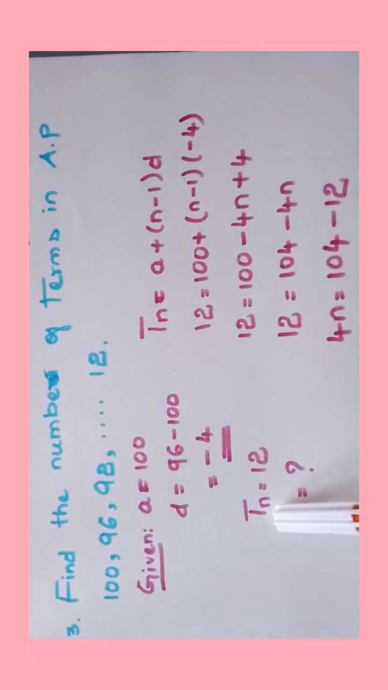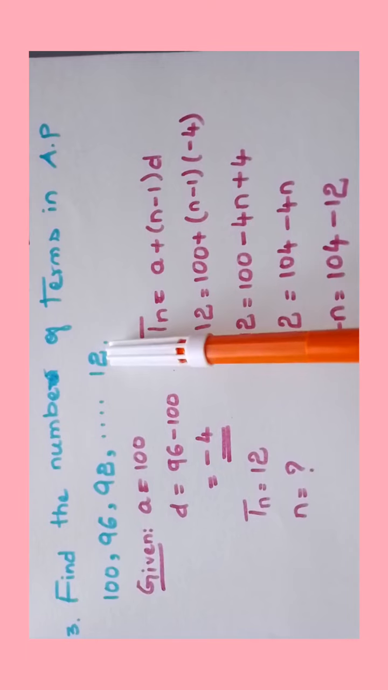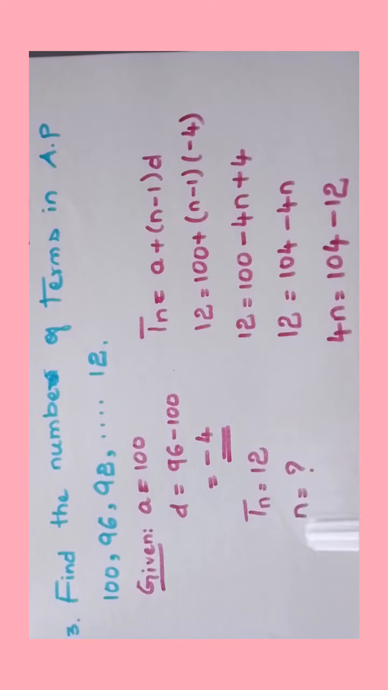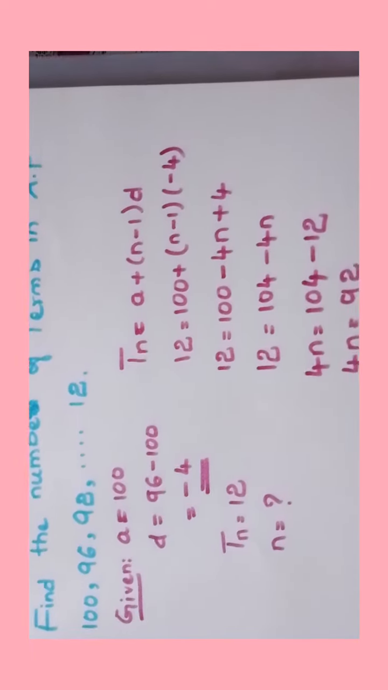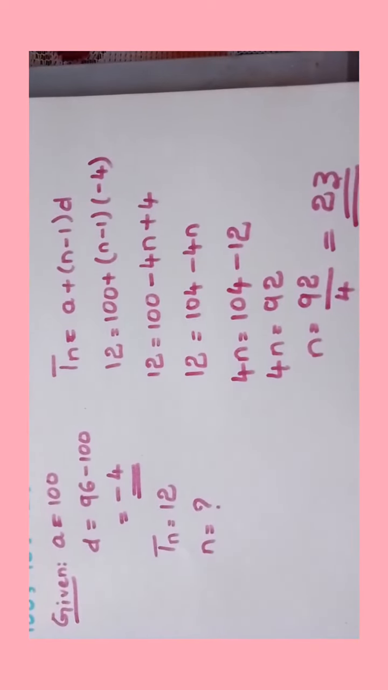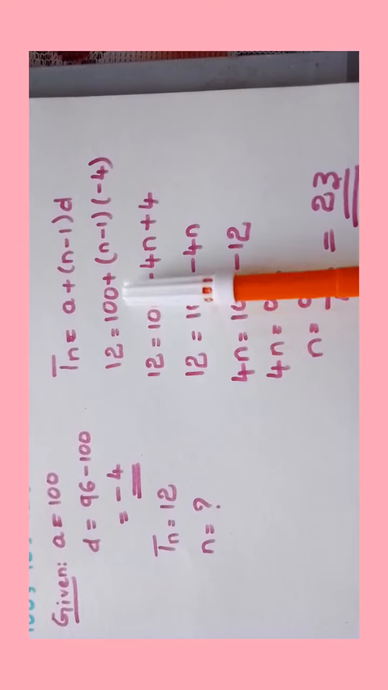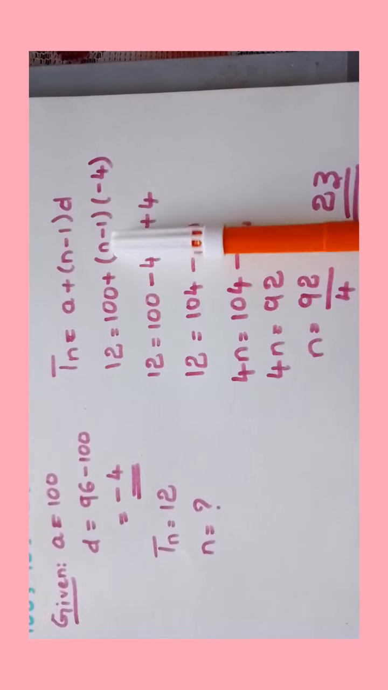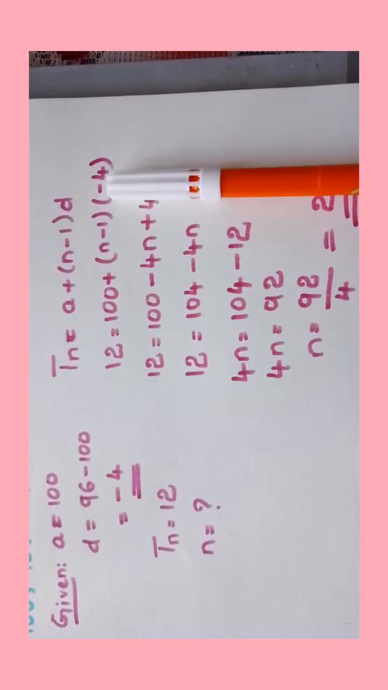And the Tn value, what is the nth term? Here it is given, the nth term is 12. N we have to calculate. So use the formula: Tn is equal to A plus (n minus 1) into D. Substitute the remaining. Tn value is 12. A is 100. N minus 1 into D, which is minus 4.